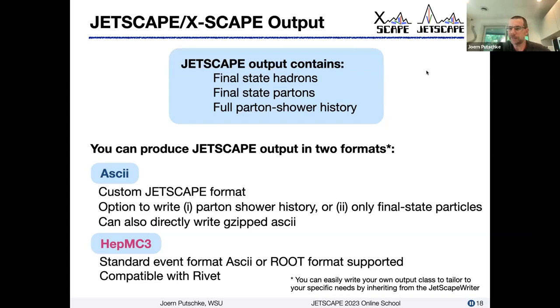By default, if you write your own module, of course, during the shower evolution and during the execution of it, you have full access to all the information of hydro at a particular time. But it's not written out by default as an output. That would be too much disk space.